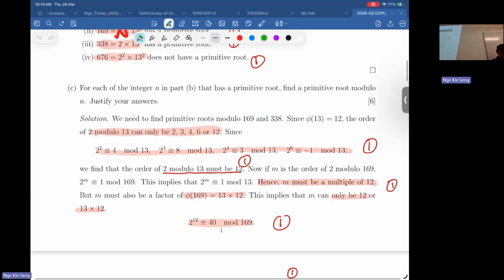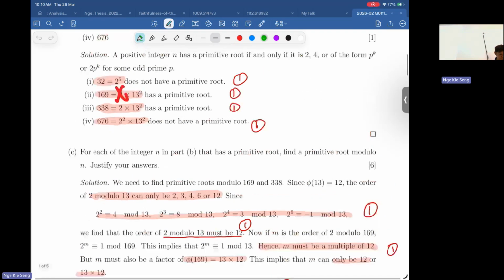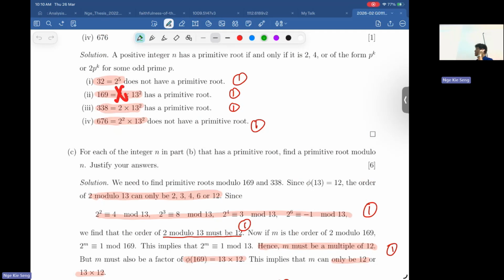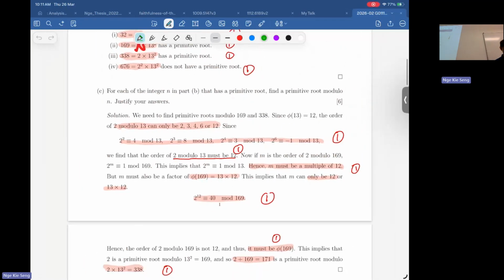Okay, next, for each integer in part B that has a primitive root, find a primitive root of n. So there are 2 of them, right? 169 and 338. So from here, you should realize that there's a relation between 169 and 338, right? 338 is twice of 169. And we have a theorem saying that once you found a primitive root for power of odd prime, then you will know twice the power of it by adding an odd power to it. So that means you just need to find the primitive root of 169.